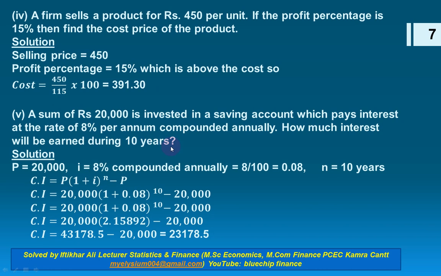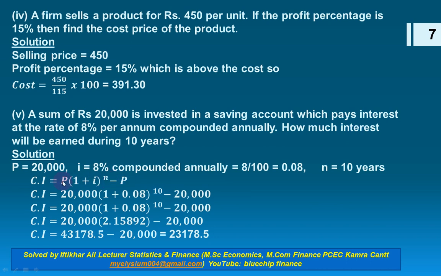The case is not mentioned in the question, either it is related to simple interest or compound interest, so you can use any equation according to your wish. Here it is mentioned compounded annually, so it is a case of compound interest. So the formula for compound interest is P multiplied by (1 plus i) raised to power n, minus P.